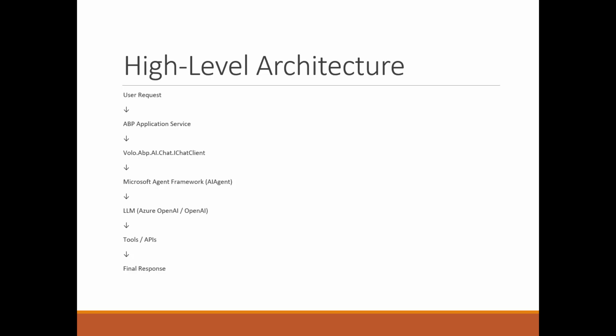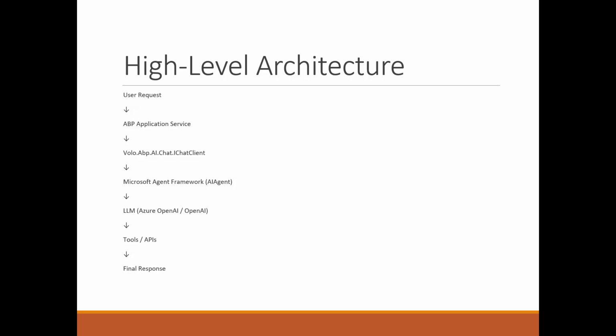On the high-level architecture, I would say the user will give a request, a prompt. The ABP application server will digest it, and it will call the IChatClient from ABP.AI.Chat. From there, behind the scenes, it will call the Microsoft Agent Framework AI agent. On top of that agent, the LLM, your OpenAI, will be called. And behind the scenes, it will call some tools which we don't need to configure ourselves. We just need to have the IChatClient available, and on that IChatClient, the rest of the things will be managed automatically, and finally we'll get the result.